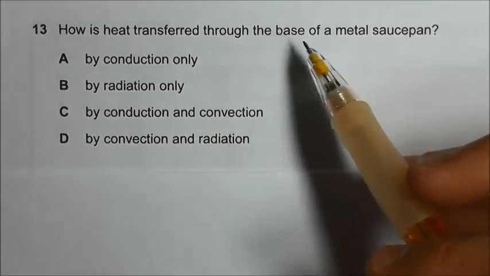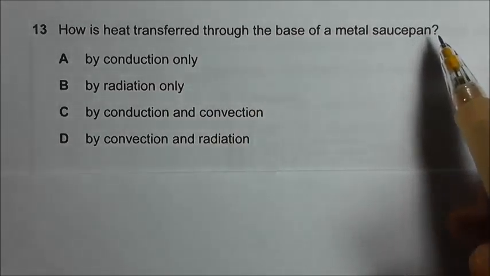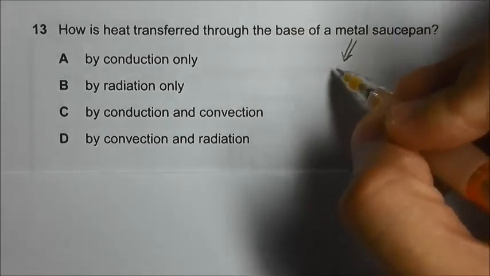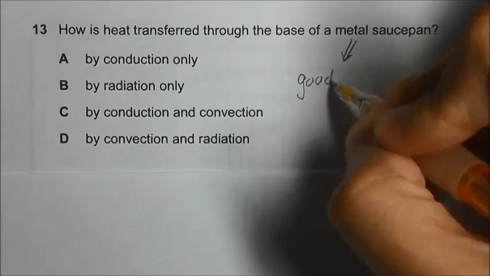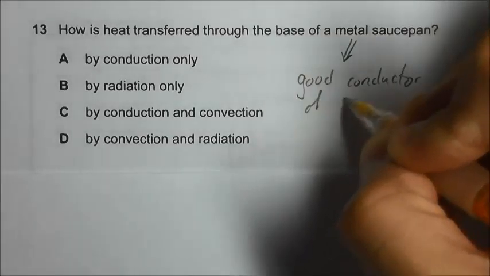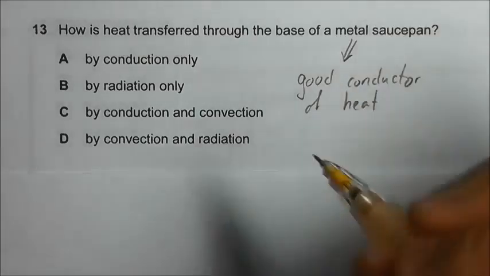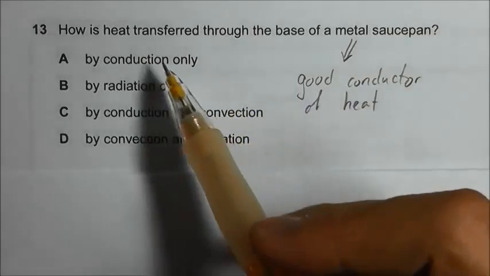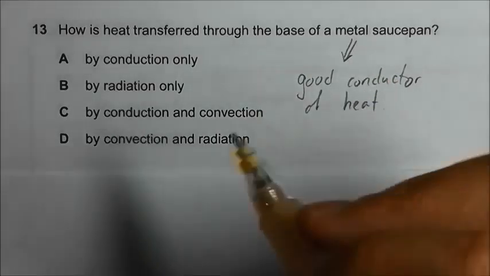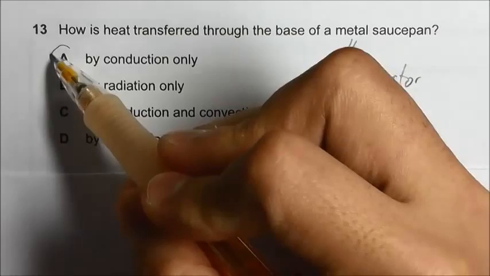How is heat transferred through the base of a metal saucepan? So we need to understand that metal is a good conductor of heat. So the process by which the heat is being transferred throughout the base of a metal saucepan will be by conduction only.